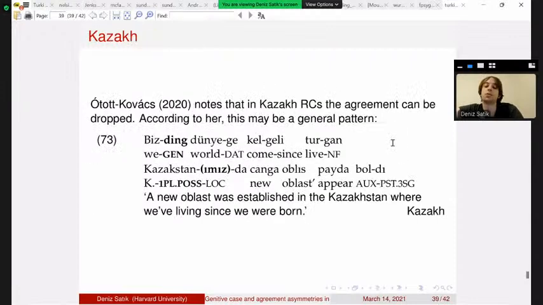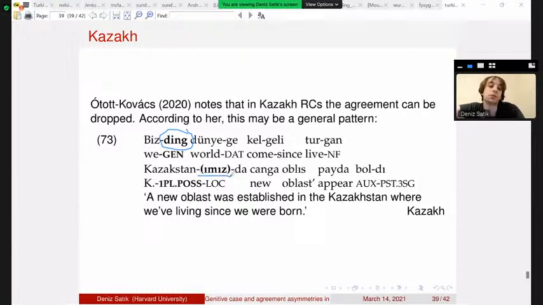I got this example from a recent Turkic 2+5 proceedings paper. I'm not going to be able to pronounce the author's name, unfortunately, but she notes that in Kazakh relative clauses, agreement can be dropped. This is unlike all the Turkic languages we've seen thus far. According to her, this may be a general pattern. The example: a new oblast was established in Kazakhstan where we've been living since we were born. What's going on in this example is that there's genitive case on the possessor in the relative clause.